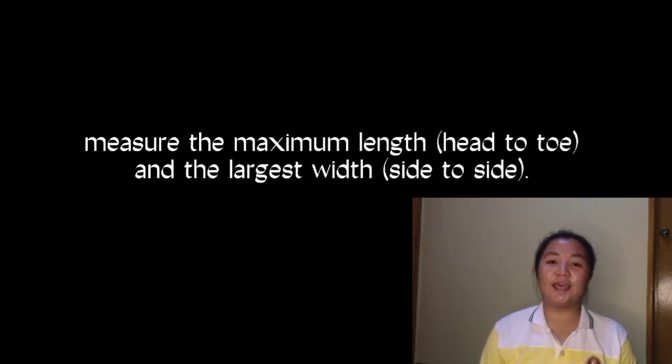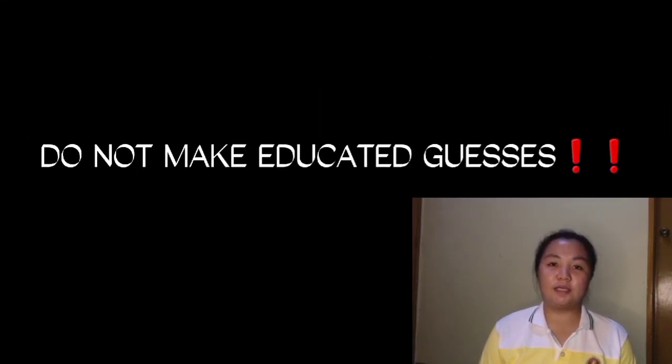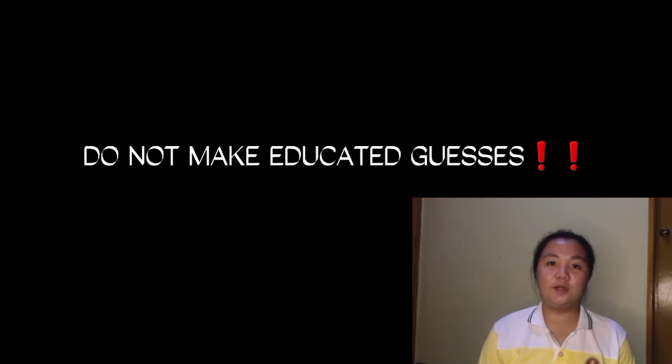How to use it. Using a centimeter ruler, measure the maximum length, or head to toe, and the side to side, or the largest width. Then calculate the surface area in centimeters squared by multiplying the two measurements, which is the length times width. Take note: do not make educated guesses. When measuring an ulcer, always use centimeters and the same approach each time.